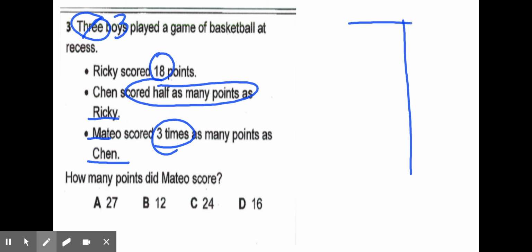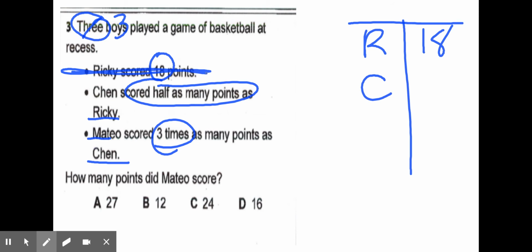So I know that's a T-chart problem. Because anytime they don't give you the exact numbers and they tell you someone's more or less or half or 3 times more, you know it's a T-chart. So I'm going to go ahead and say Ricky is 18. I'm going to cross that out.